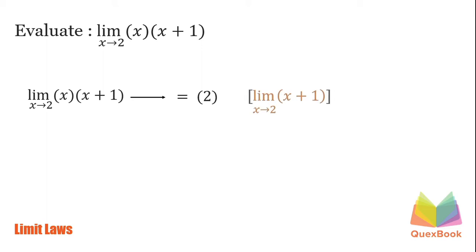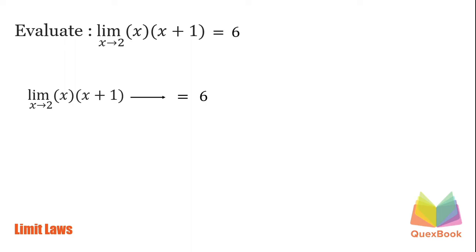Now, evaluating the limit of x + 1 as x approaches 2, we can break it down and apply the addition law. So we will be having the limit of x as x approaches 2 plus the limit of 1 as x approaches 2. Now, the limit of x as x approaches 2 is 2. And the limit of 1 as x approaches 2 is 1. Adding up 2 and 1, we will be having 3. Now, multiplying 3 by 2 is 6. Therefore, the limit of this function is 6.